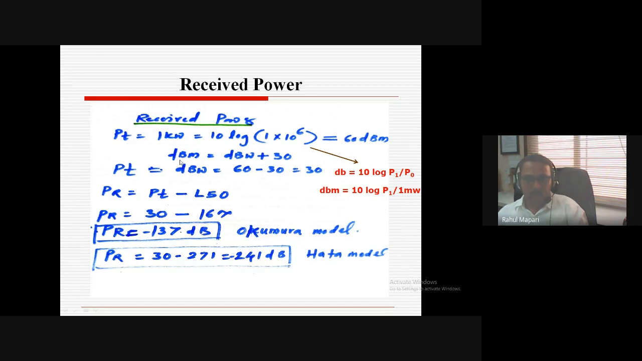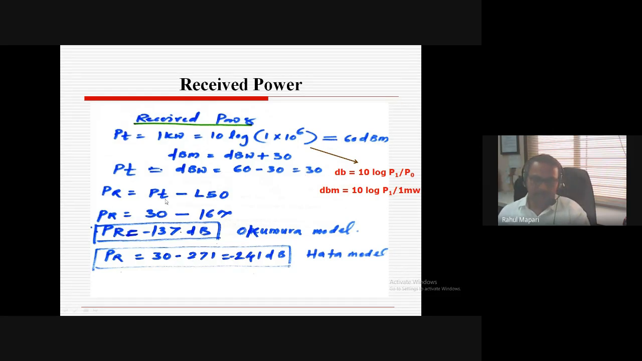1 dBm is equal to dBW plus 30. It's a standard equation. Now we have to calculate the value in dBW. This dBm value is 60, so 60 is equal to dBW plus 30. Therefore, dBW is equal to 60 minus 30. It gives 30.